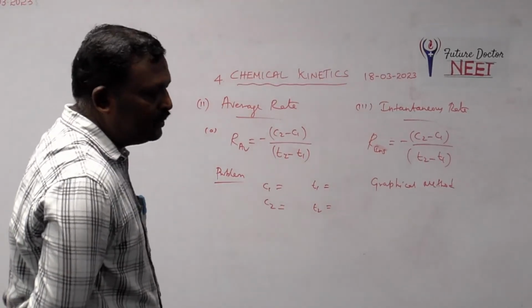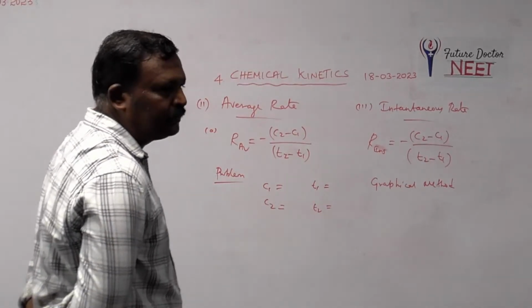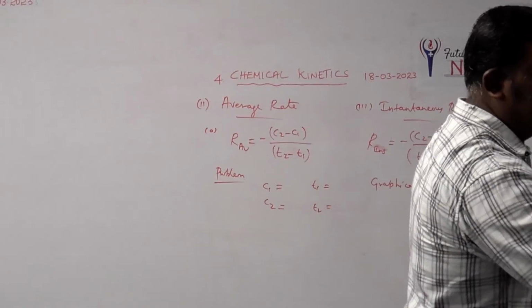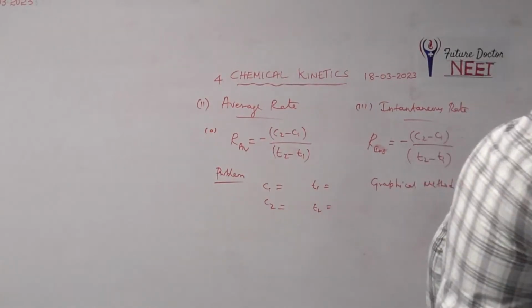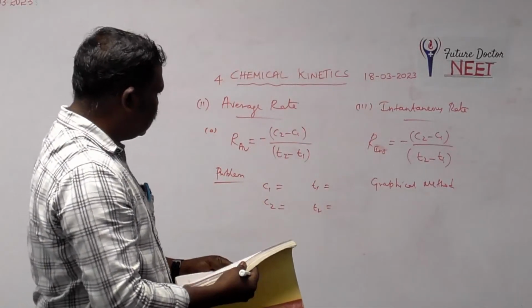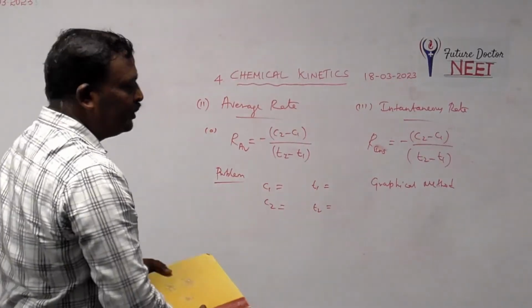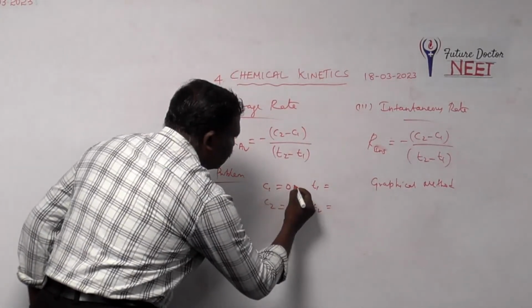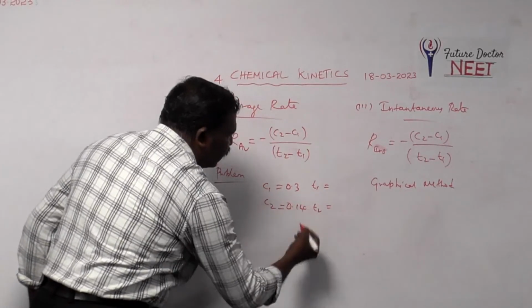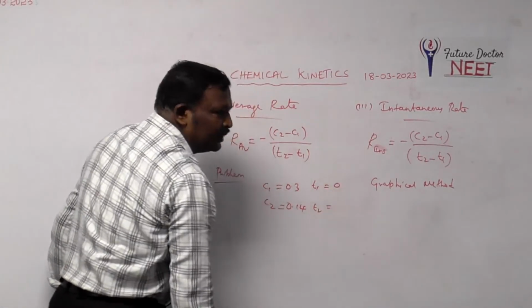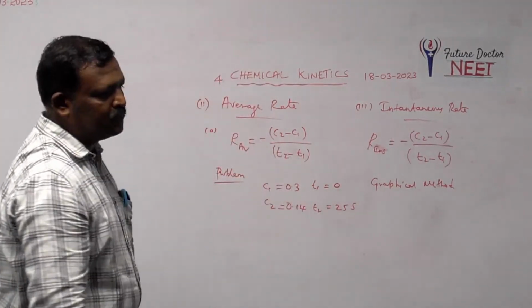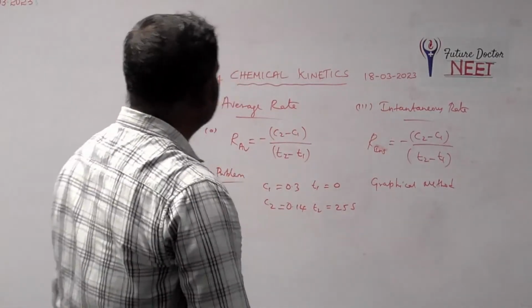What's the initial concentration? 0.3, to what? 0.14. Initial time, if it's not given, you consider 0. Final you get 25 seconds. That's all. Substitute, you get the answer. Understood?